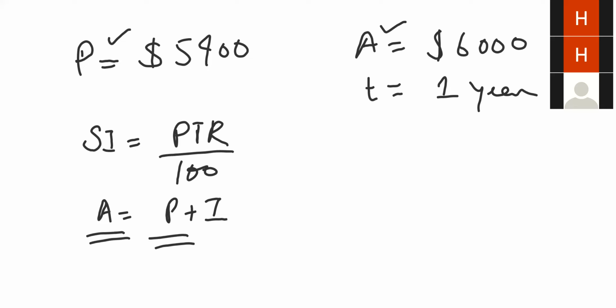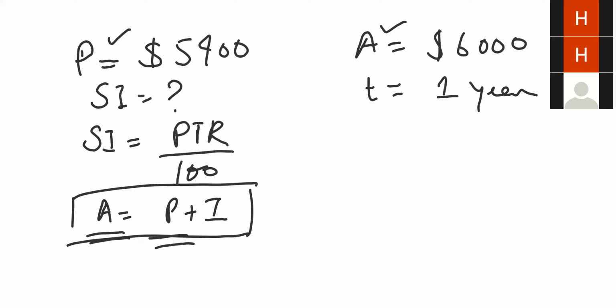And what we're supposed to find is the simple interest. So using this formula, we know that we have A and we have P. We're going to make I the subject of the formula, which means that our P is going to be shifted towards the other side of the equation. So this becomes A minus P is equal to I. So our A in the question is 6,000.